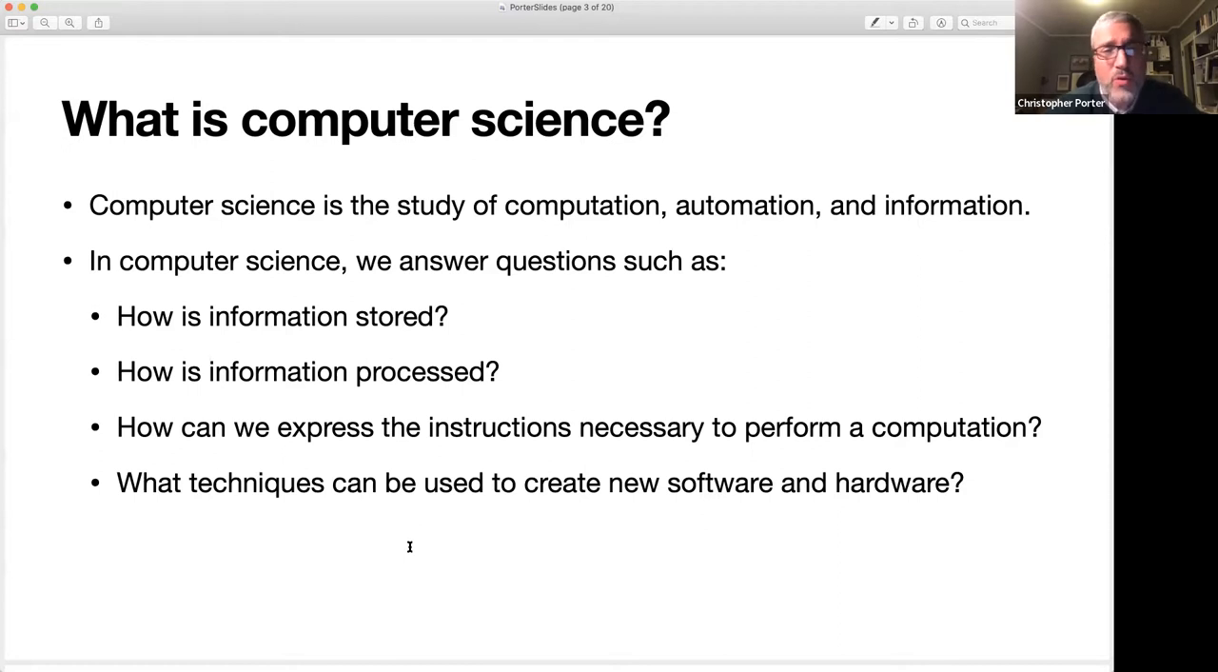What techniques can be used to create new software or new hardware or interfaces between the two, implementing them in terms of robotics or computer vision or a range of different technologies.